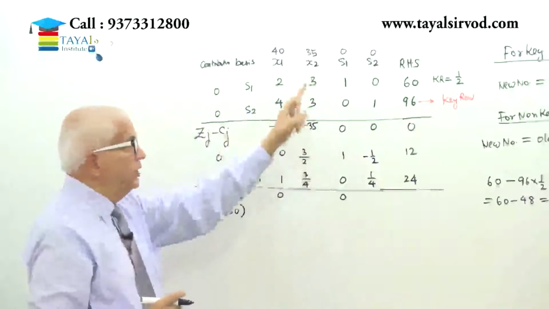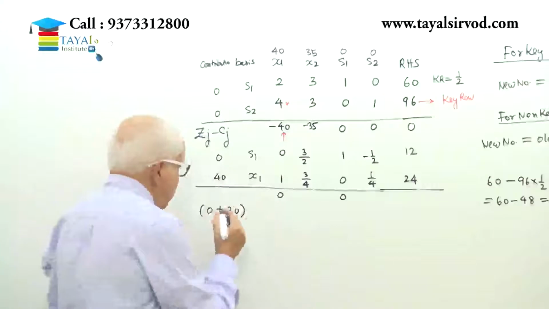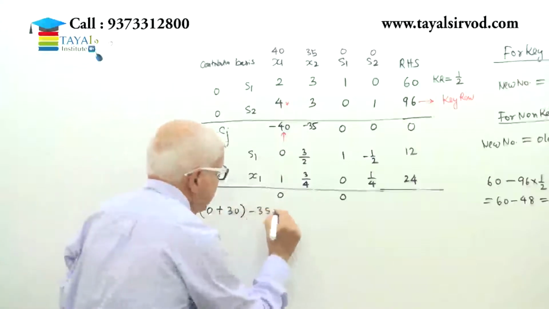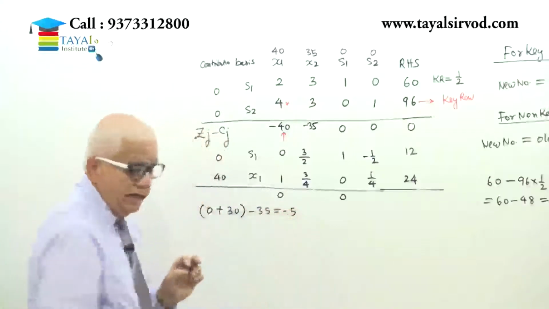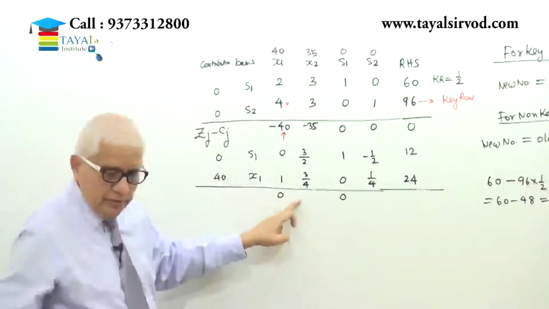Remember, I have not written the titles here. I am using the same titles. What is written at the top? 35. So 0 plus 30 minus 35 is nothing but minus 5. So minus 5 is the number which I need to write here.